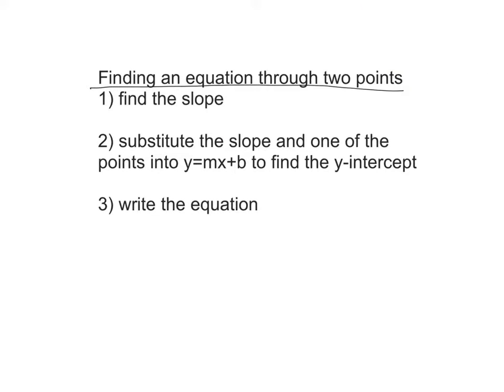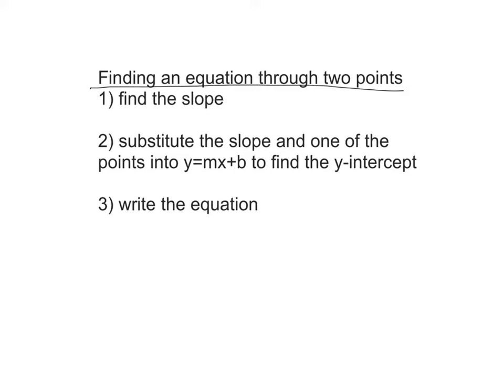Another thing that we can be asked to do is to find an equation of a line that goes through 2 points. So in other words, they could give us the coordinates for 2 points, and they could say, find the equation of that line. In order to do that, the first thing we're going to do is take our 2 points and find the slope.